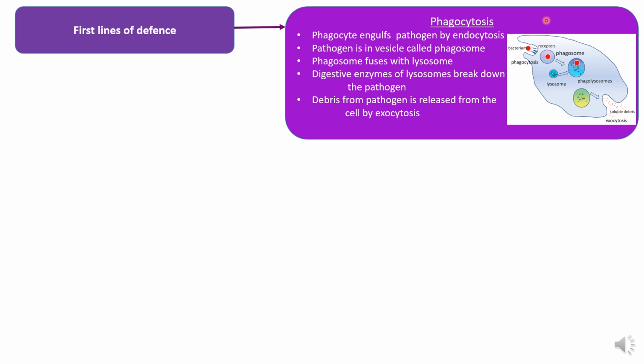Phagocytes are non-specific; they will just engulf anything. So they wouldn't find, for example, an HIV virus and be like, "Oh no, I don't want to ingest that." They will just ingest anything.